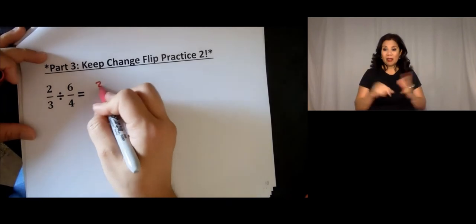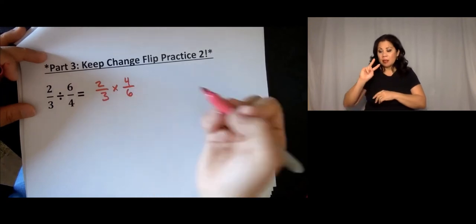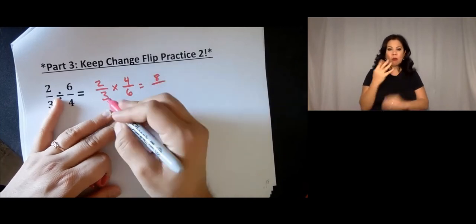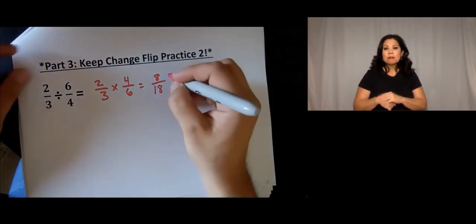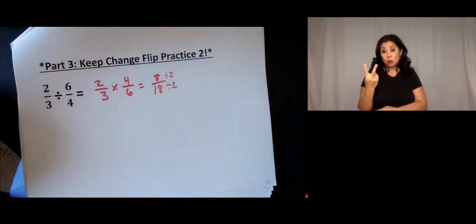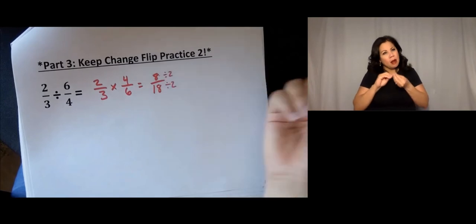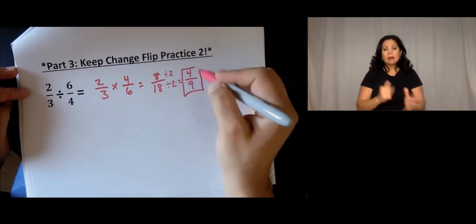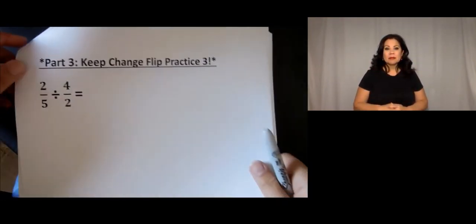All right, so keep the first one, change the division to multiplication, and flip that second fraction. Okay, now I need to multiply across. 2 times 4 is 8, 3 times 6 is 18. Well, I could divide by 2. The only reason I'm dividing by 2 is because I can't think of a bigger number they have in common. I know they're both even numbers, so I can always divide by 2, no matter what. And that's actually our most simplified answer, 4/9. Pause this one and go ahead and try that one.